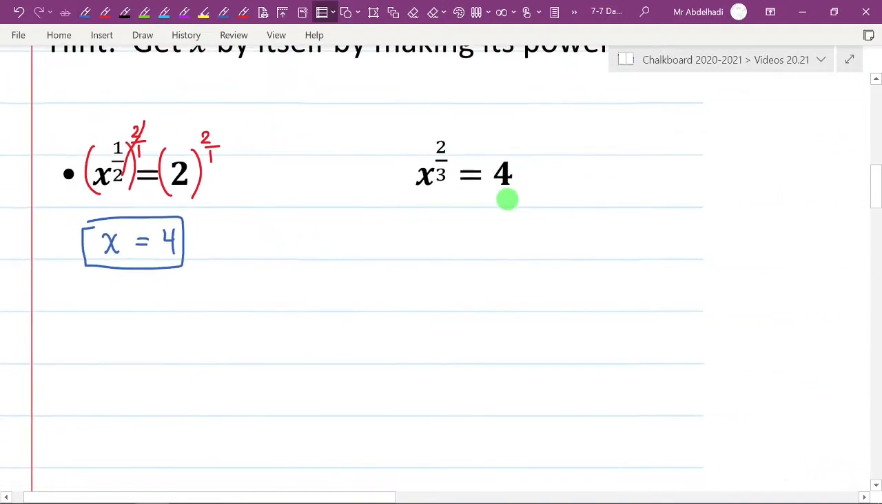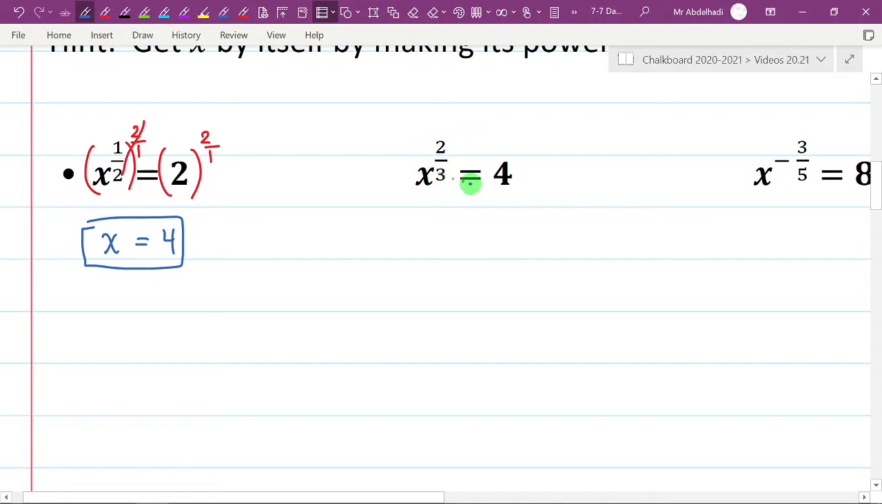Now, what about this one here? We have x to the 2/3 power equals 4. Sounds really complicated. Do the 2/3 power? Not a problem. Multiplicative inverses to the rescue here. So we're going to take this side to the power of 3/2. Why? Because 3/2 is the inverse of 2/3. They will cancel each other out.